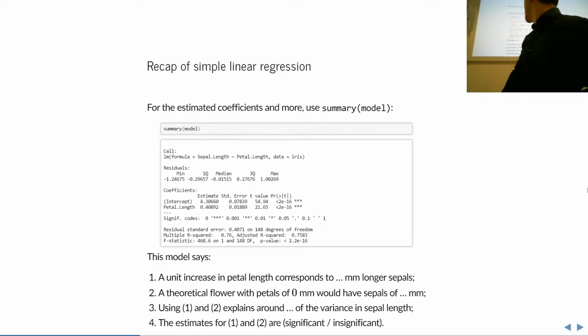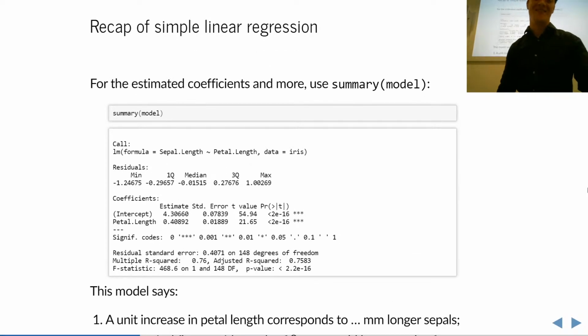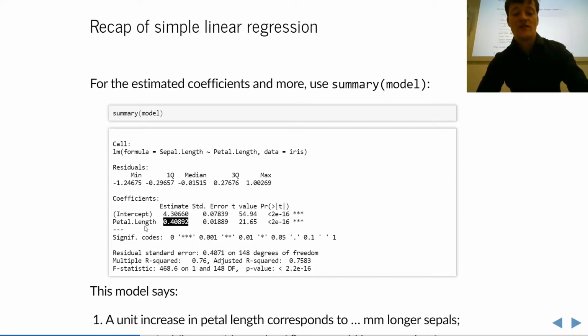0.41. Yeah. By the way, is this readable in the back? Okay, I see some not very convincing nodding, so I'll make it a little bit bigger. Yeah, 0.40. So, assuming this was measured in millimeters, then for every unit increase in petal length, we have a 0.4 increase in the average sepal length in millimeters. Yeah? Okay, second one.